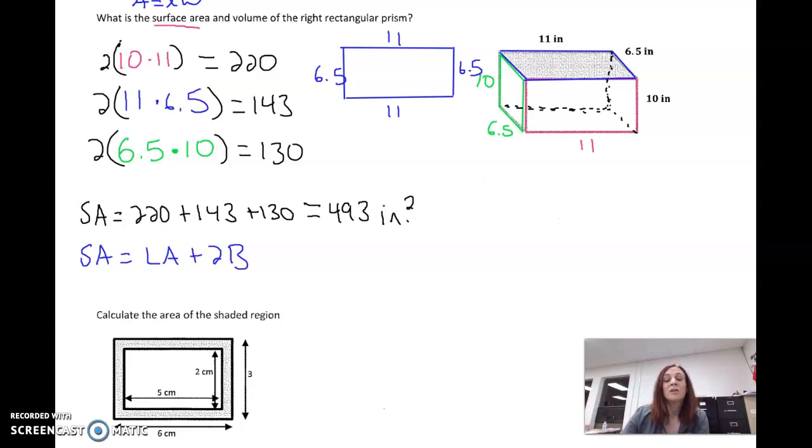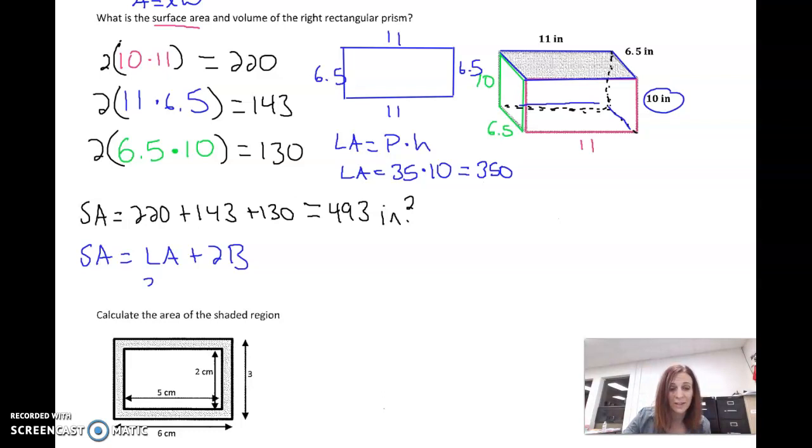To find lateral area, though, we need the perimeter times the height. The height is the distance between the bases. So our perimeter here, you just add all these up: 6.5 plus 11 plus 6.5 plus 11, and that's 35, times our height. If this is the top base and the bottom one, how far apart are these two? They're 10.